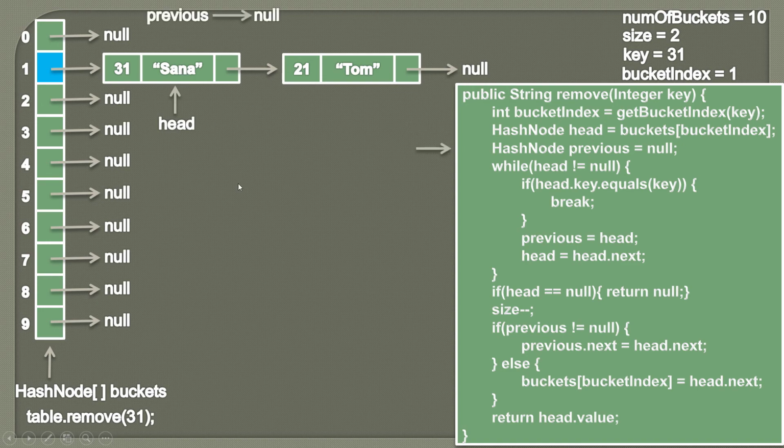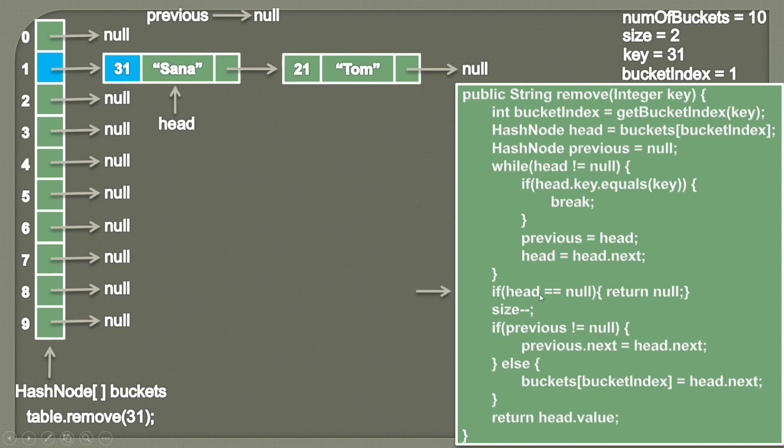At the start we do previous equals null, and then we search for our key. So we check whether head is equal to null or not. Head is not equal to null, so the while loop will start. Then we provide an if condition to search for that key. So if head.key equals the key which we want to remove: head.key is 31 and the key which we want to remove is also 31. So this condition comes out to be true. It means we have found our key.